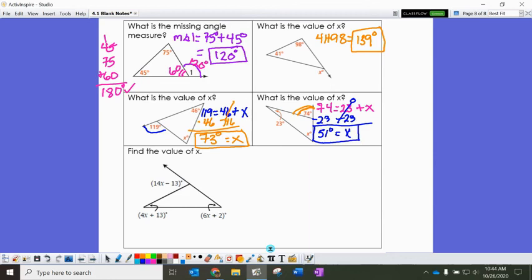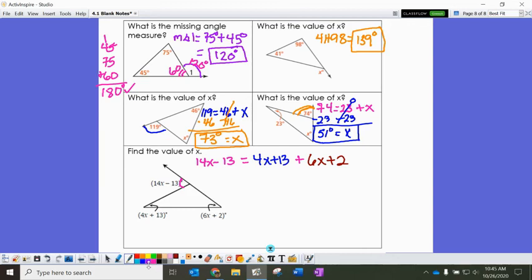Now, of course, we always save the best for the last. Who's ready for an algebra challenge? We're warmed up now. Let's go, let's go. Okay, so this one, we have the exterior angle and the 2 remote interiors all given in terms of x. So we're just still going to follow that same procedure, that same idea. We know that the exterior angle, 14x minus 13, will equal the sum of the 2 remote interiors. One of the remote interiors is 4x plus 13. The other remote interior is 6x plus 2. It's that same idea. The exterior angle equals the sum of the 2 remote interiors.